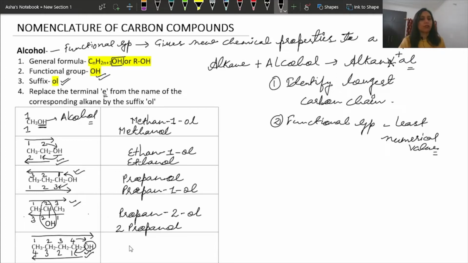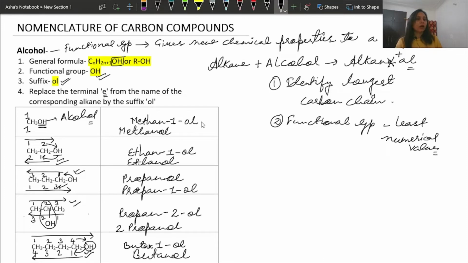So 4 carbons are there, so the root word will be but. Now the position of alcohol is 1, so 1-ol. Here we will be adding AN, and E we will not be writing because instead of E we will be attaching OL, so the name will become butan-1-ol. Right, so you will have to just keep in mind that when you are attaching the suffix OL, E should not be there. You will have to drop E, replace the terminal E from the name of the corresponding alkane by the suffix OL.